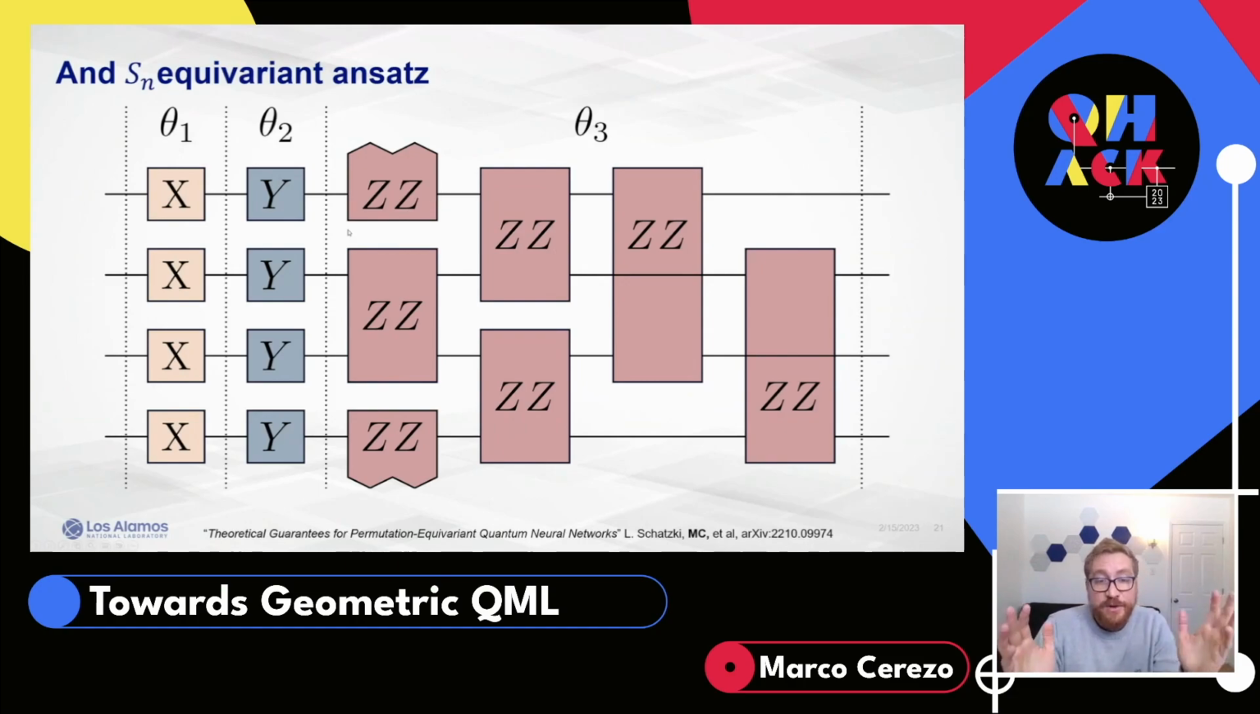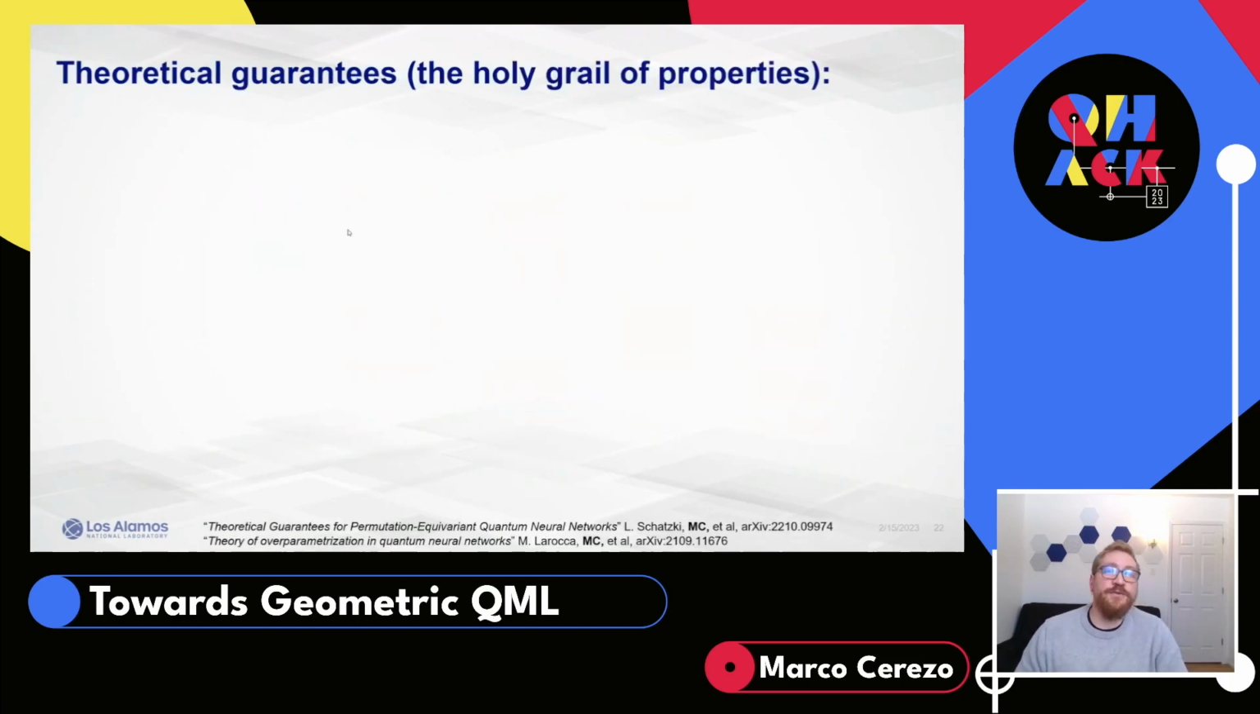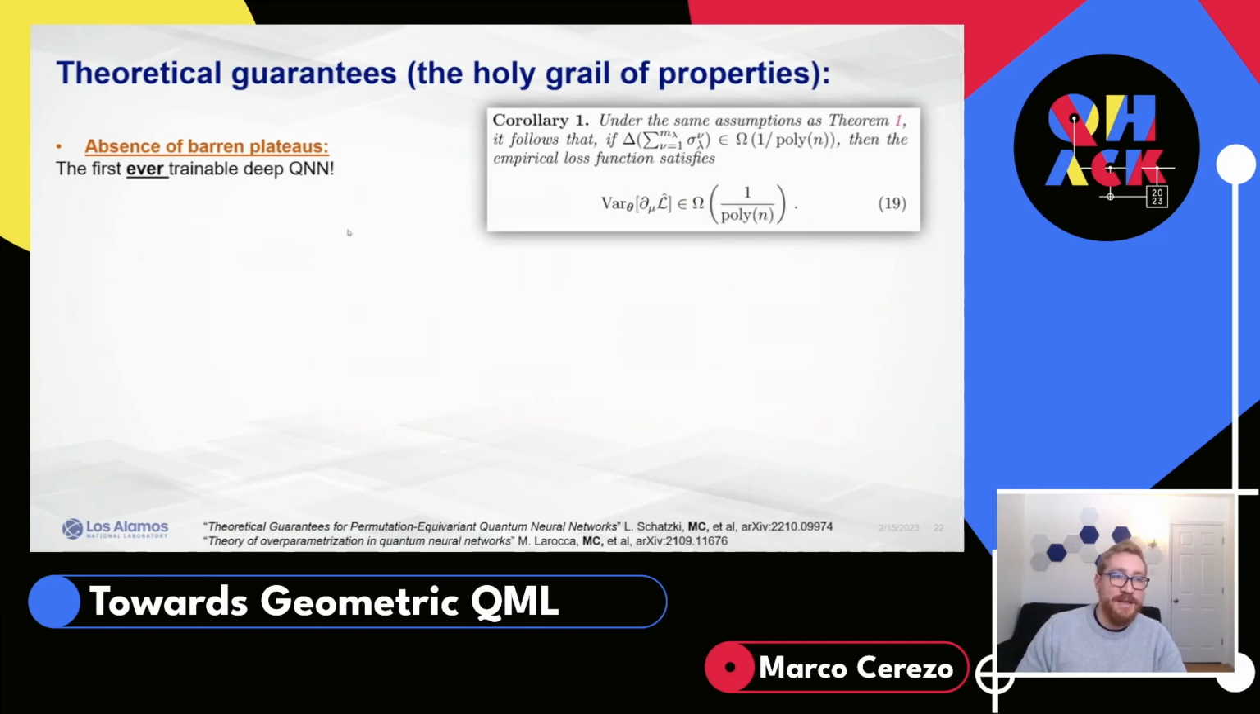So if I repeat this circuit multiple layers, we've managed to prove that by embedding symmetries into your quantum neural network, you're going to have a bunch of really nice guarantees and properties. So in this special case, we've managed to find what I like to call the holy grail of properties. What does this mean? This does not have barren plateaus. For me, this is the first ever trainable deep quantum neural network. You can go as deep as you want. It's never going to have barren plateaus. We can prove that the variance is at most polynomially vanished.